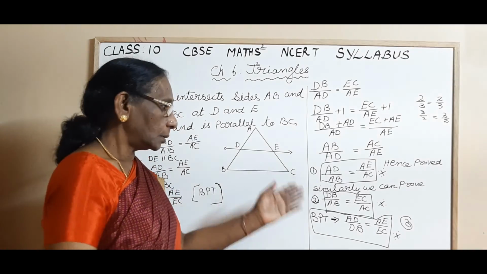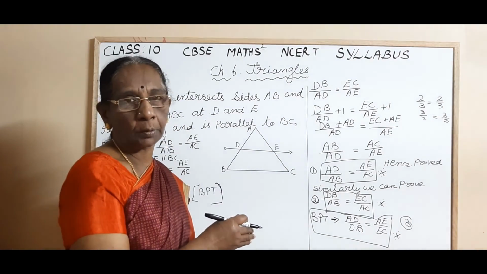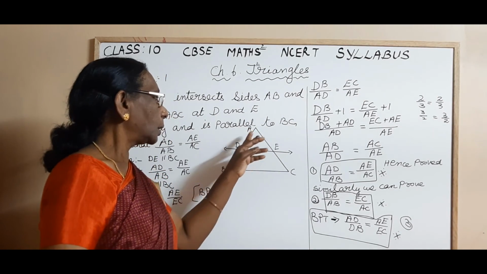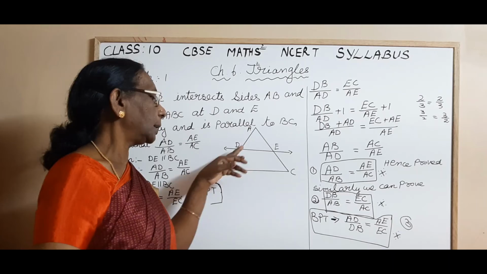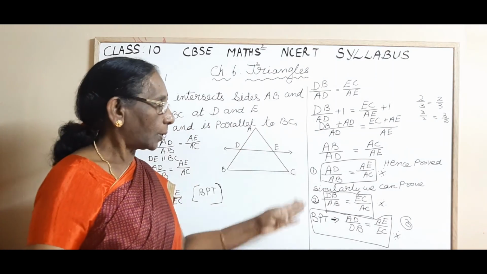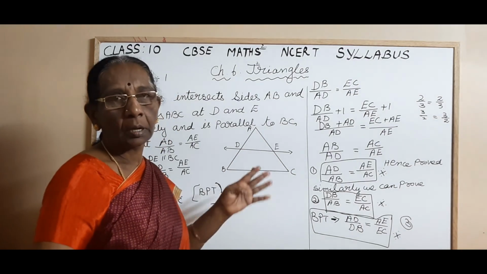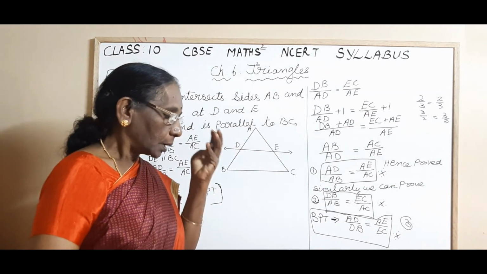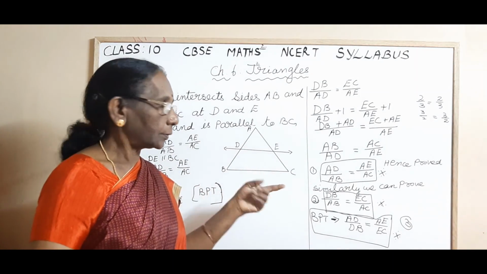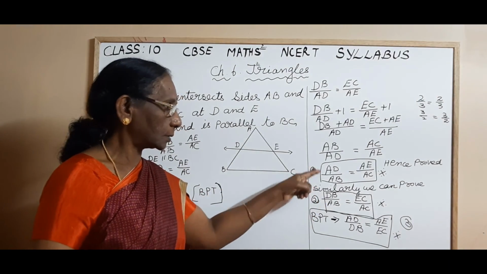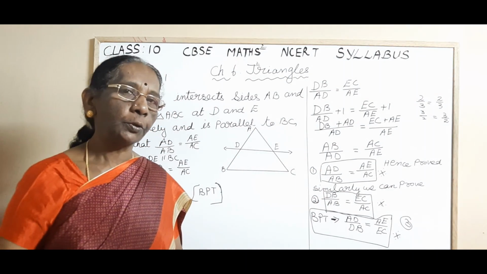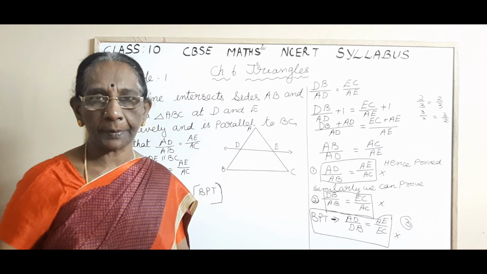The same way, the converse of BPT. What is the converse of BPT? If AD by DB is equal to AE by EC, then DE is parallel to BC. So the 4 important points, applications of BPT: you have to keep in mind BPT, the converse of BPT, and the corollaries of BPT, these 2 extensions. You have to keep them in mind. So it will help you to do the sums in exercise 6.2.